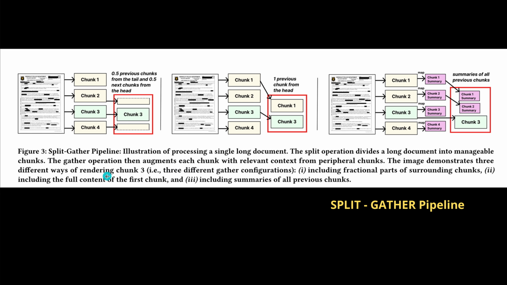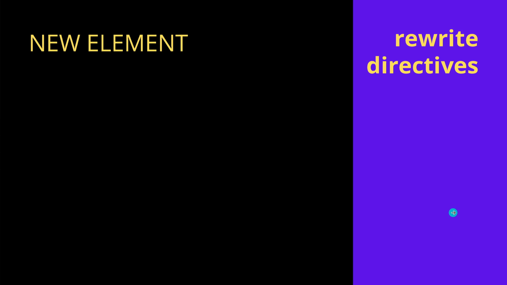And we have here more or less 3 possible ways to do this reconfiguration: A, B, C. At first, we include fractional parts of the surrounding chunks, hopefully the ones that we are referencing, or we include the full content of the first chunk, or we include summaries of all the previous chunks. You see, whatever idea you have, it depends on your specific text that is in front of you, that you want to process. You have to have a look at the text, understand the complexity and the cross-reference and inter-reference of the text elements, and then you build your perfect split gather pipeline configuration.